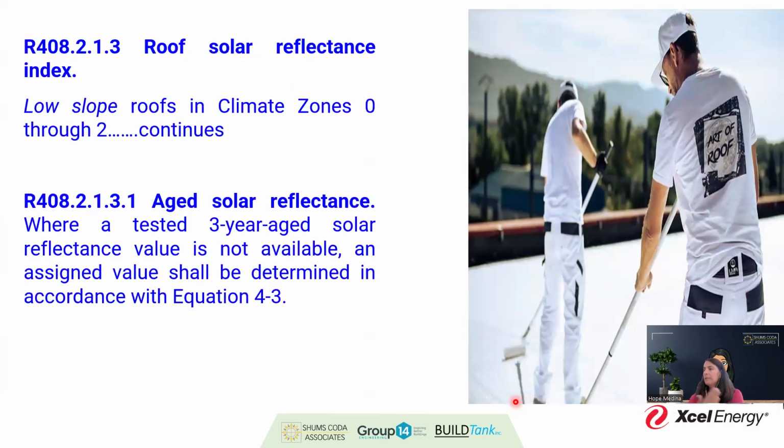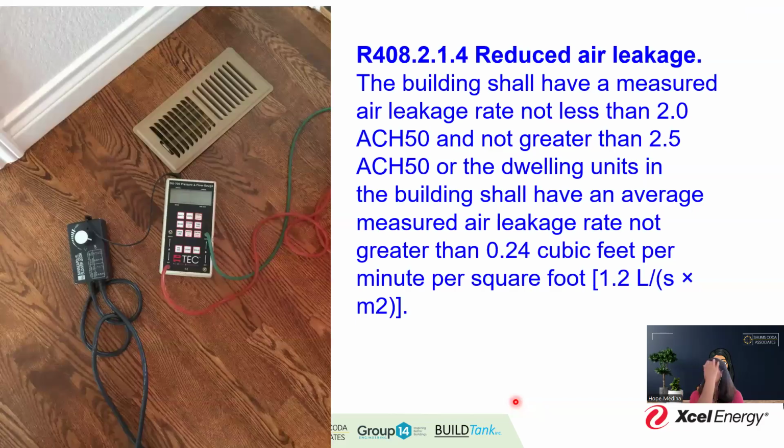I threw this in there because this is one of the other options that you would need to be able to comply with. This is dealing with that solar roof reflectance. Now, this is only available for climate zone 0 through 2, so we're not going to get into it too much. Our reduced air leakage, this is basically saying, hey, you can't be more than 2.